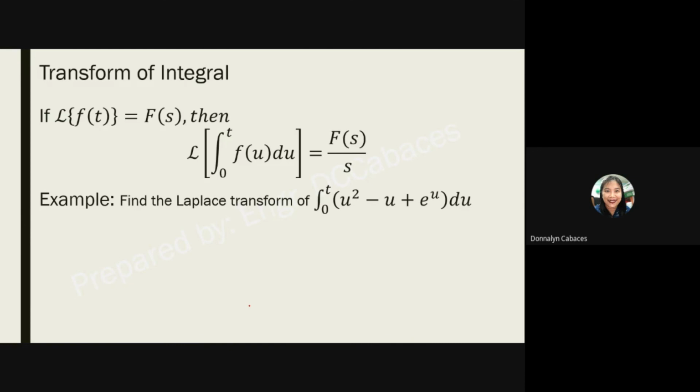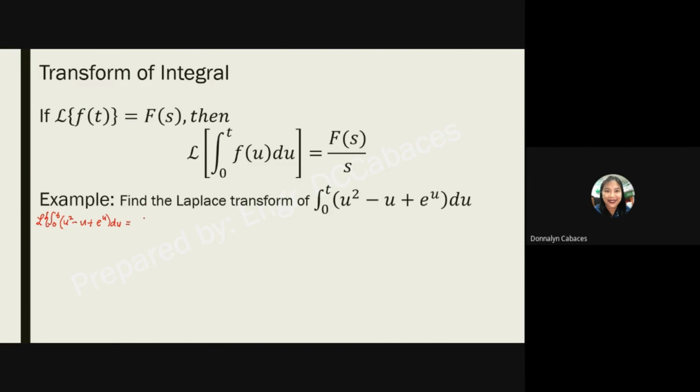Let us take this example. The Laplace of the integral of u squared minus u plus e to the u du, from 0 to t. From this property, it is said that it is simply equal to F of s over s. So what you need to do is just to replace the u here by t. Okay, but you need not actually integrate it because of this property. You are just to change your u to t, and then you take its Laplace transform.